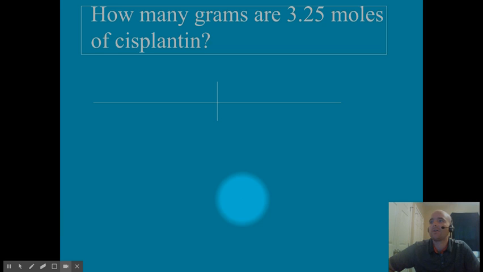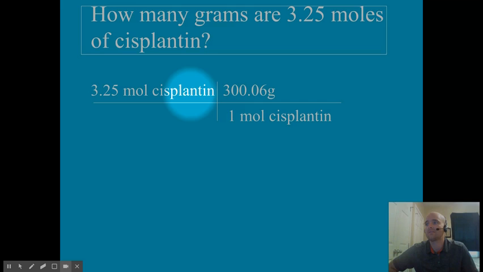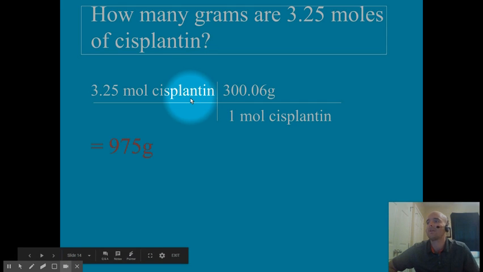How many grams are 3.25 moles of cisplatin? So we'll take the molar mass, or the molecular mass from before, and we will now apply our railroad tracks to go from moles of cisplatin to grams of cisplatin. And it's perfectly acceptable to use these as your units instead of actually writing out the full molecule. Sometimes it's easier to write something like that. And we'll type that into our calculator and we'll get 3 sig figs for our final answer.